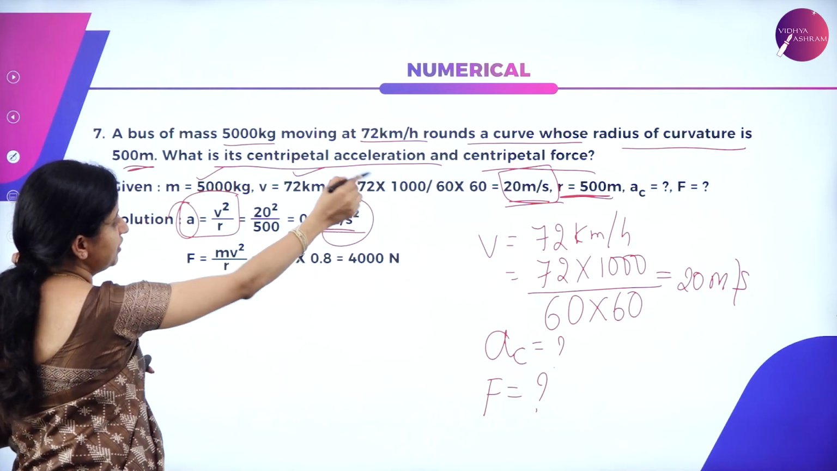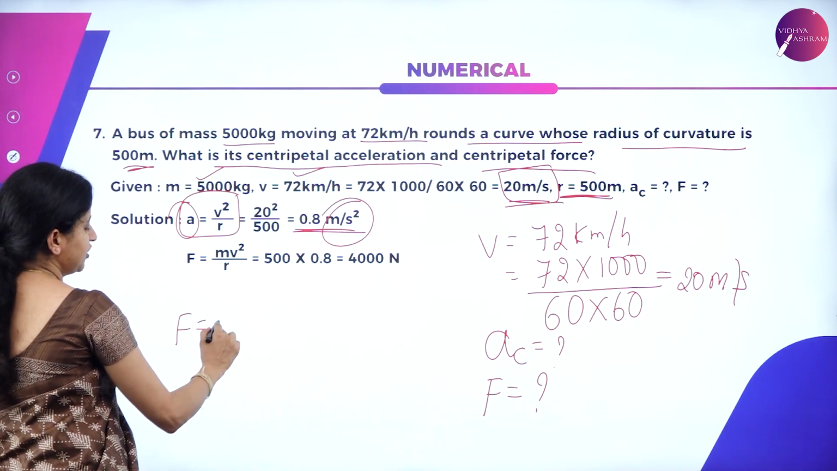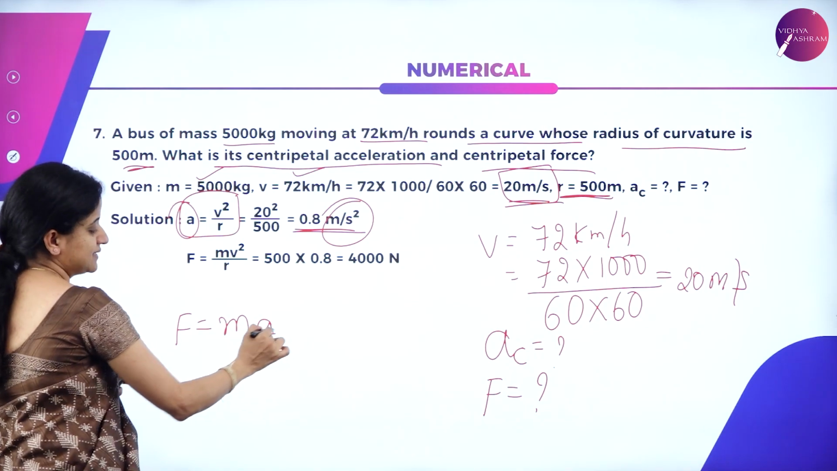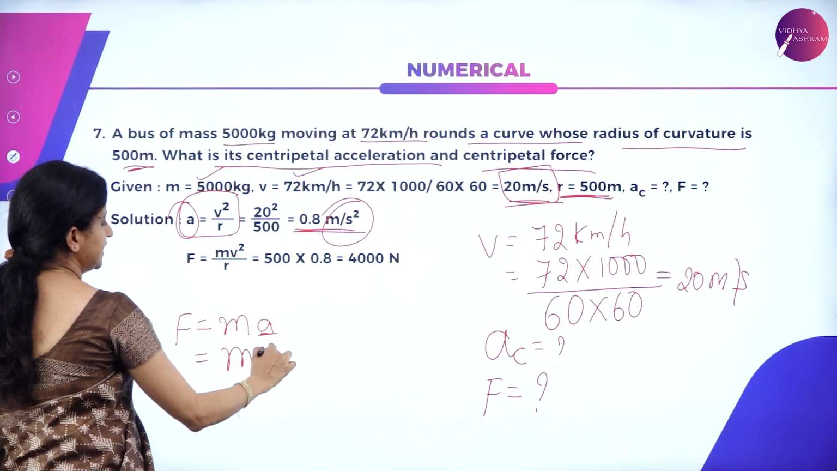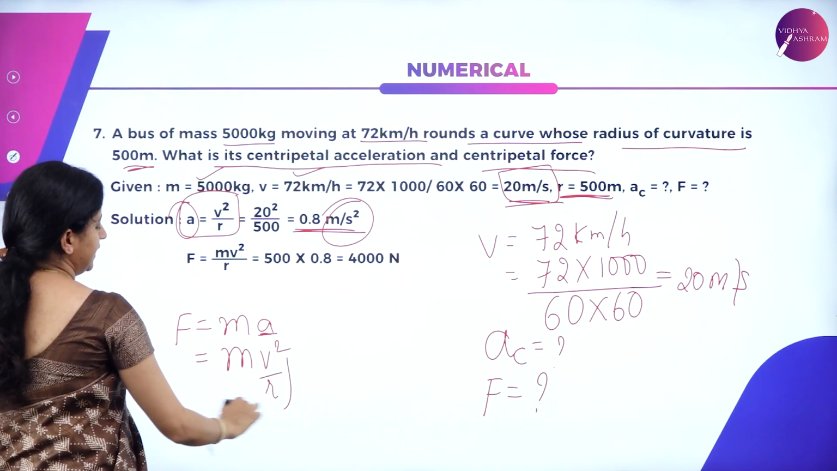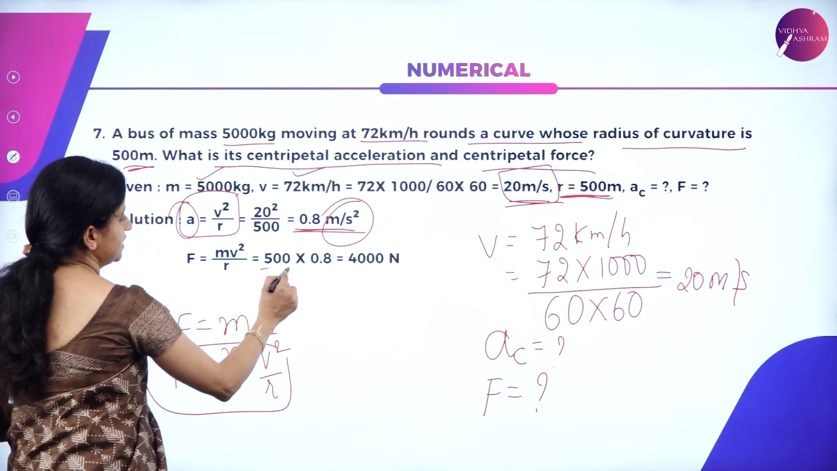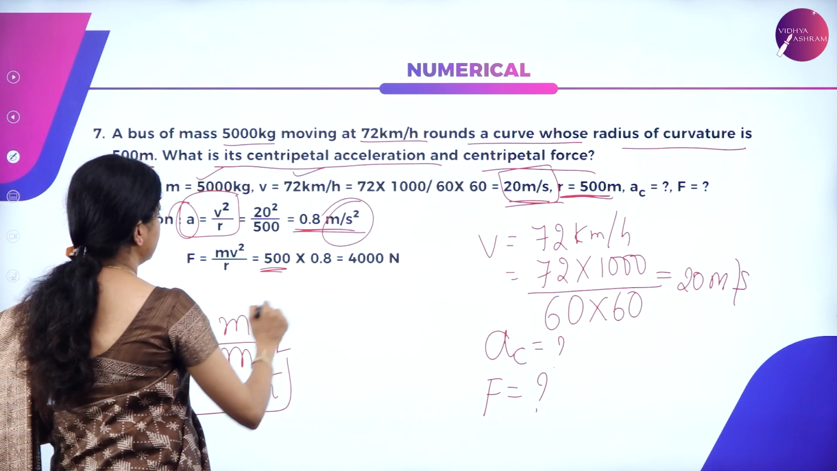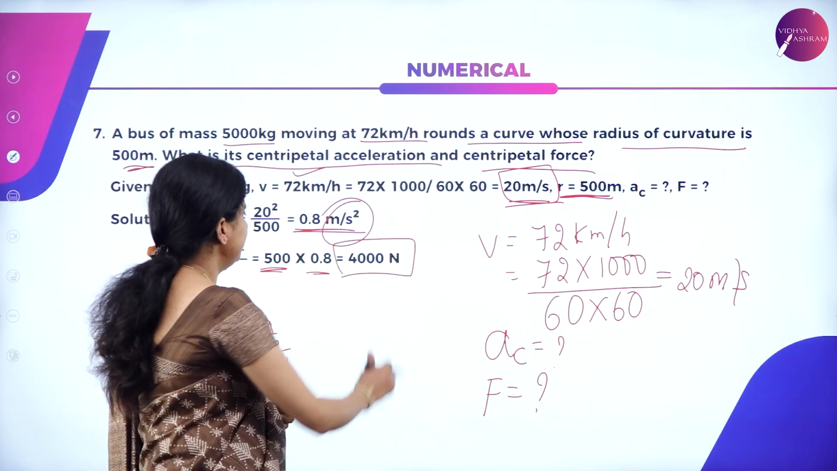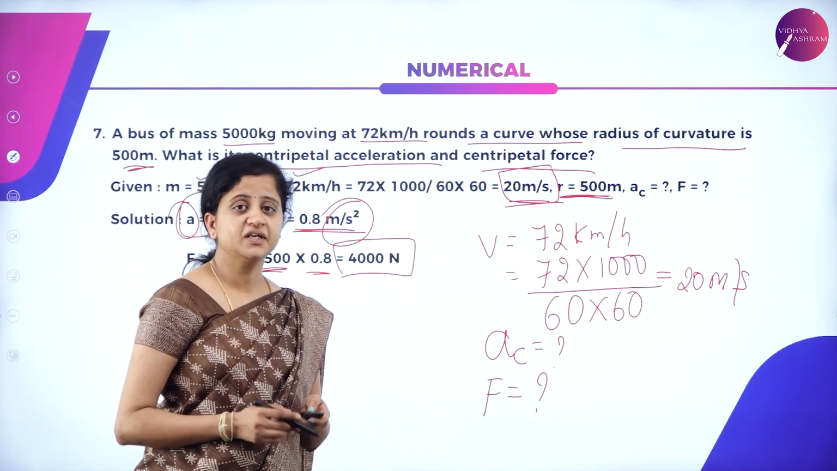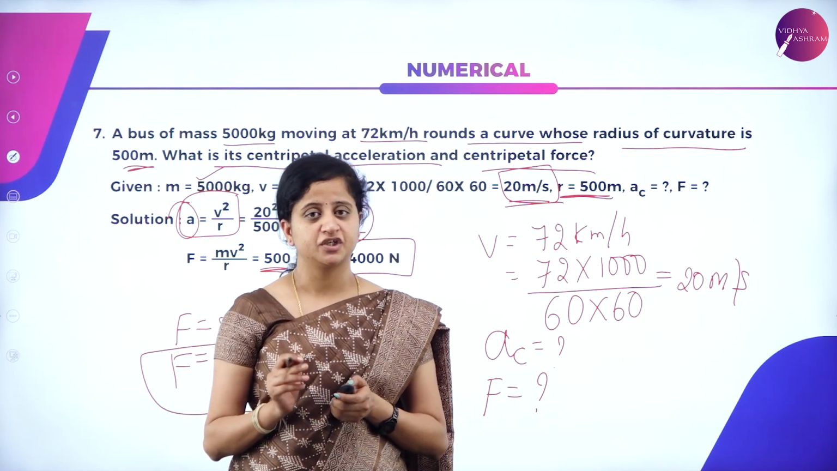And we have to find out the centripetal force. Centripetal force is nothing but, force formula is m into a, where a is the centripetal acceleration. In the place of acceleration, we can write v square divided by r, and hence the formula for centripetal force. So let us now substitute the mass, that is 5000 into v square divided by r, which is 0.8. We will get the value as 4000 Newton. Since it is centripetal force, the unit of force is Newton.